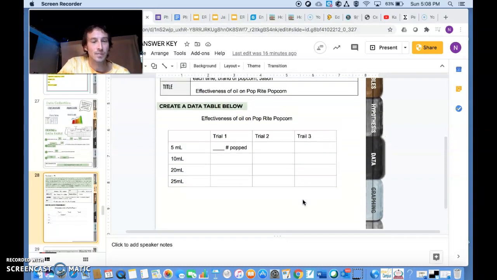So again, here's a possible way. You always want a title: effectiveness of oil on popcorn. Over here, amounts of oil. And then in your trials, how many popped? How many kernels, if you tried to pop kernels, how many popped in each of your different trials with the different volumes.